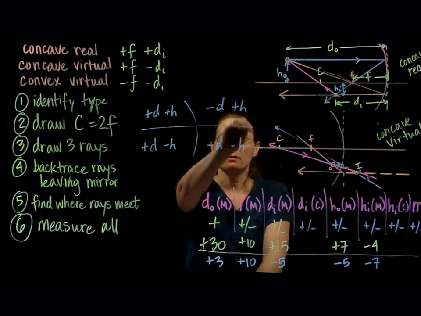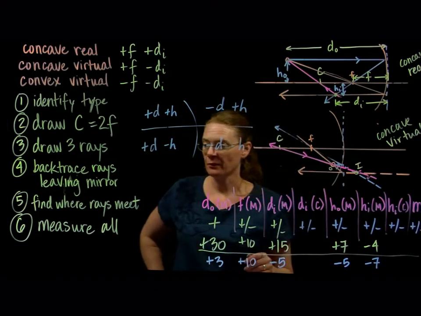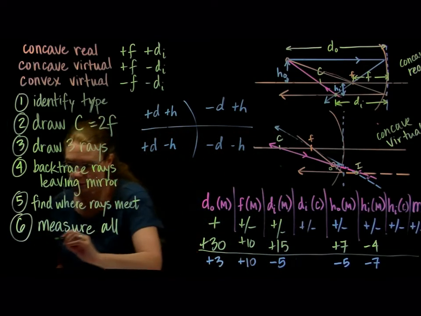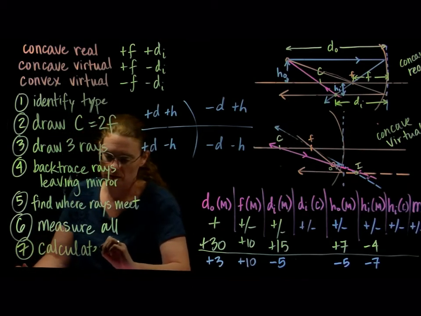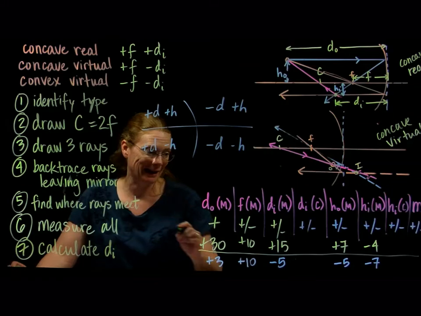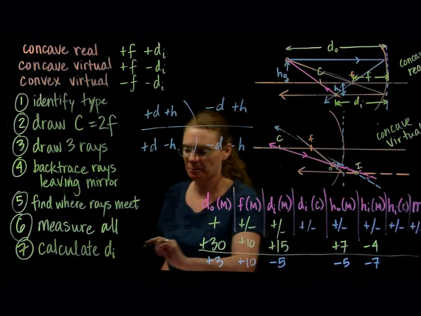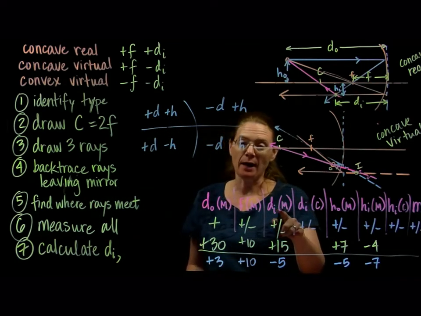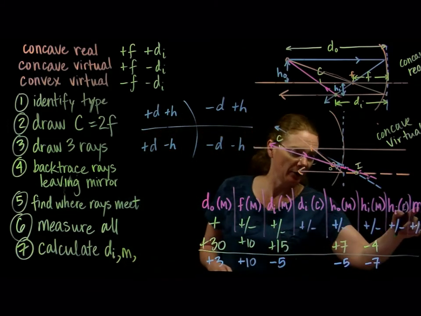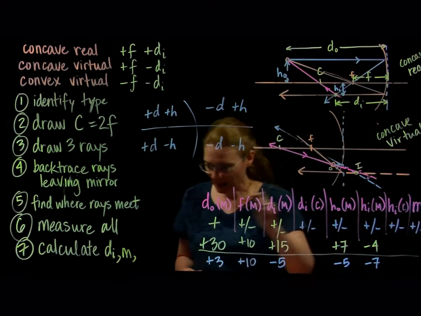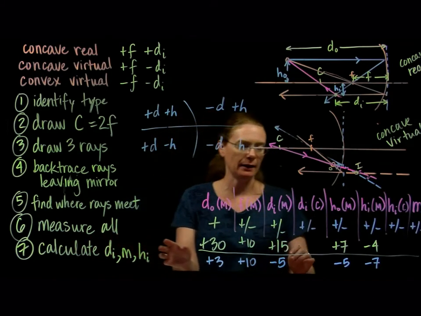And feel free to write this on your equation sheet if you want. Use this to tell you what the signs of these are. Then, what you do after you've measured everything is do the calculated values. So the first thing you're going to do is calculate DI. So we're going to use DO and F to calculate DI. Then once we have DI, we can get the magnification. So next up is magnification. Once we have magnification, we can get HI. So those are the three that we can calculate.